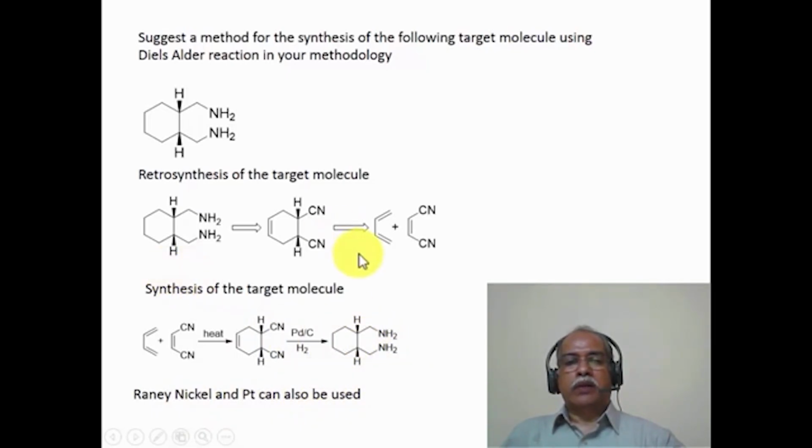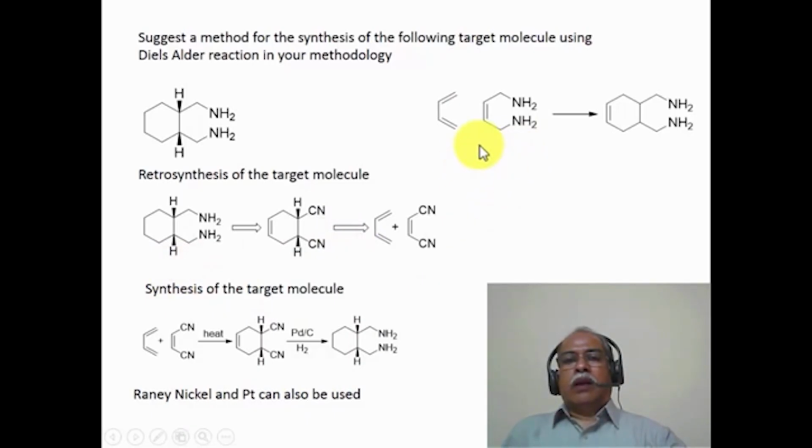Now you cannot do a retrosynthetic analysis in this particular manner. For example, if you take a diaminoethylene of this kind, in principle the Diels-Alder adduct would be formed directly with the cis stereochemistry if you start with a cis isomer. However, this is not a very good dienophile, unlike the dicyano substituted dienophile. Remember, in Diels-Alder reaction the diene is usually electron rich and the dienophile is electron poor. So we deliberately avoided using this diamino derivative as the Diels-Alder dienophile.